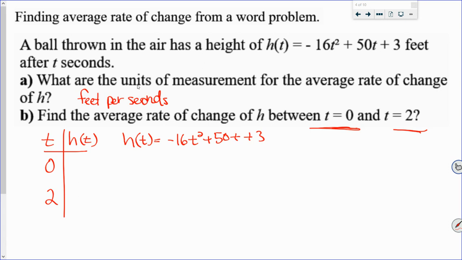So let's go back to this h of t. We want to evaluate it at 0. I love 0 because it's easy. Negative 16 times 0 squared plus 50 times 0 plus 3. Here's the deal: 0 squared is 0. 0 times 16 is 0. 50 times 0 is 0. So the only thing I have in this problem is h of 0 equals 3, because everything else is multiplied by zeros and just disappeared. So at 0, my y value is 3.